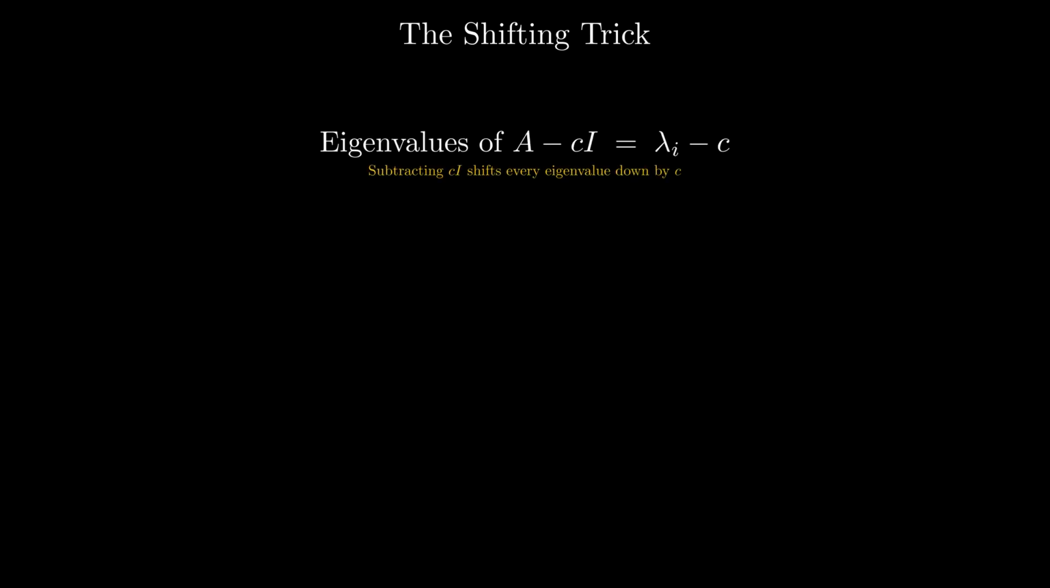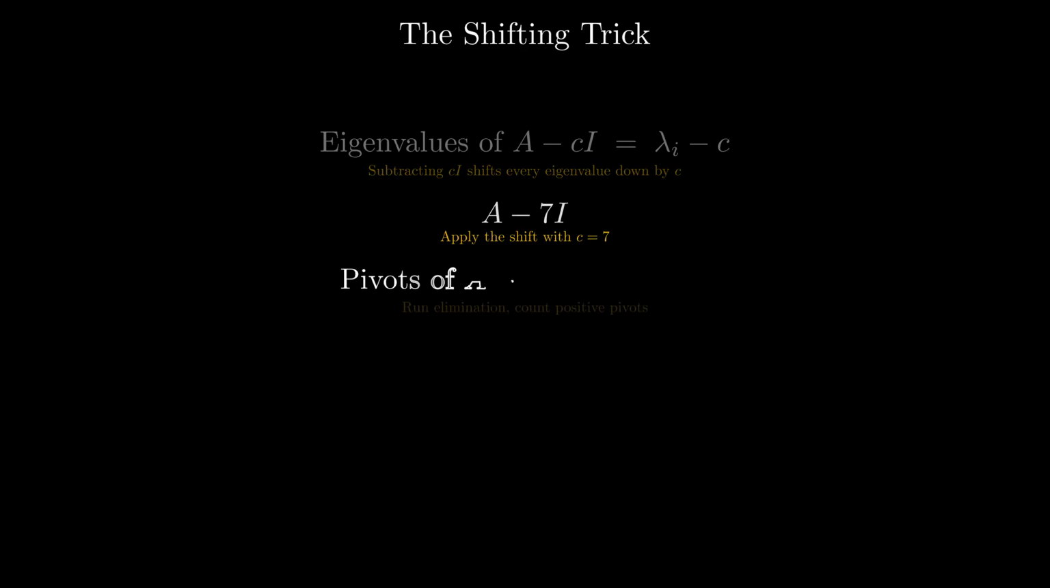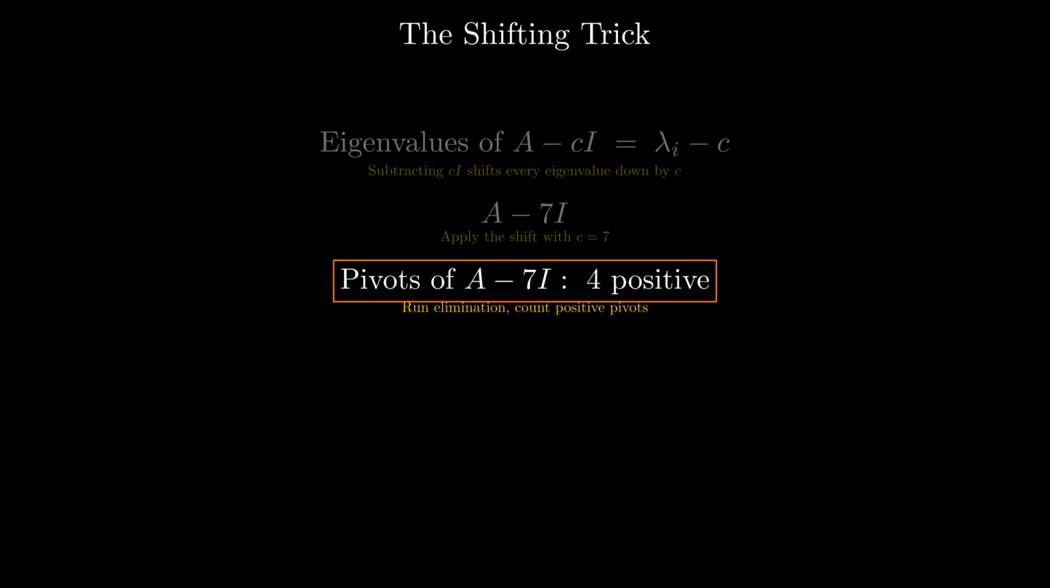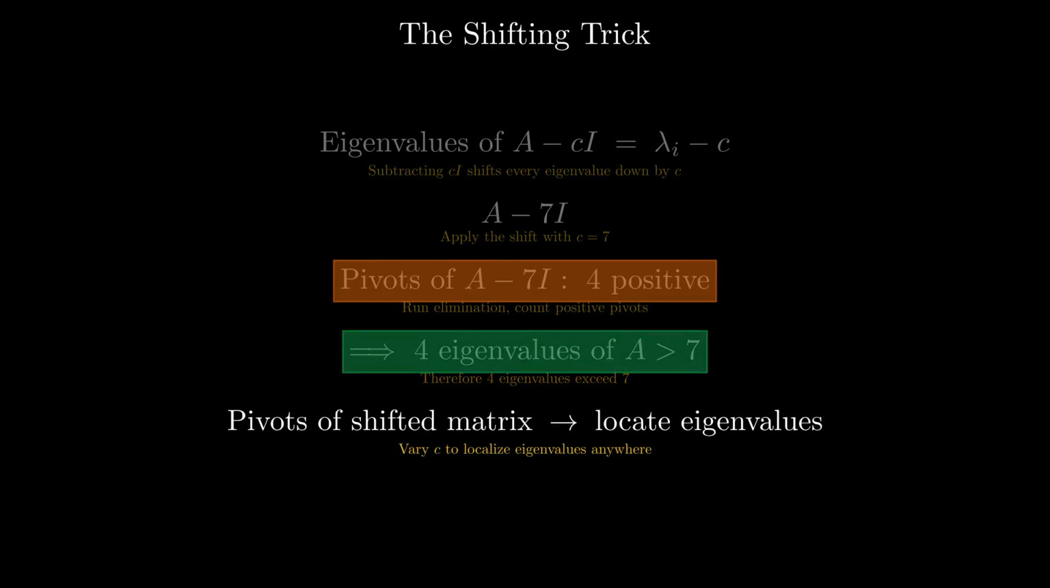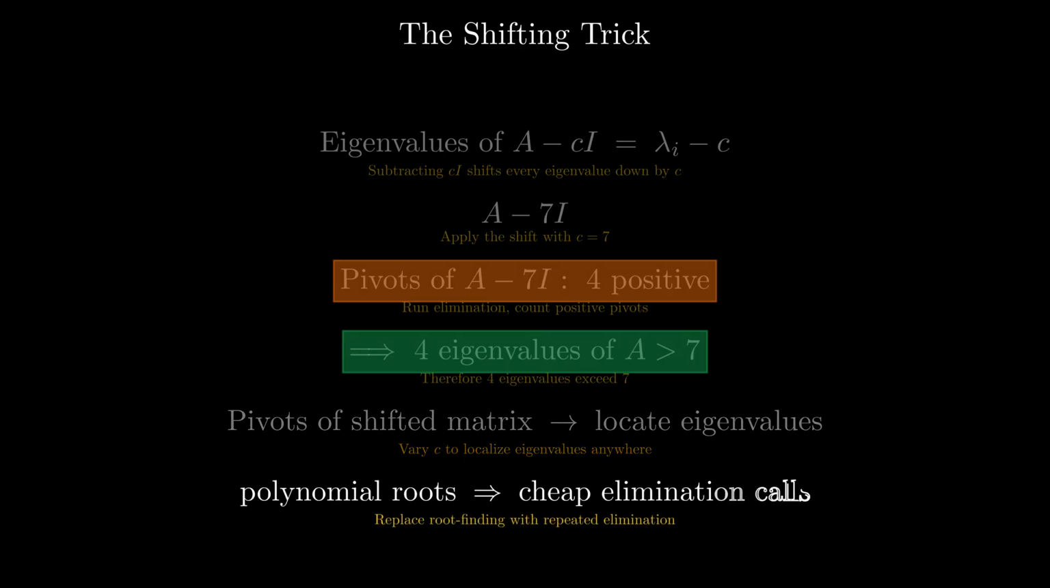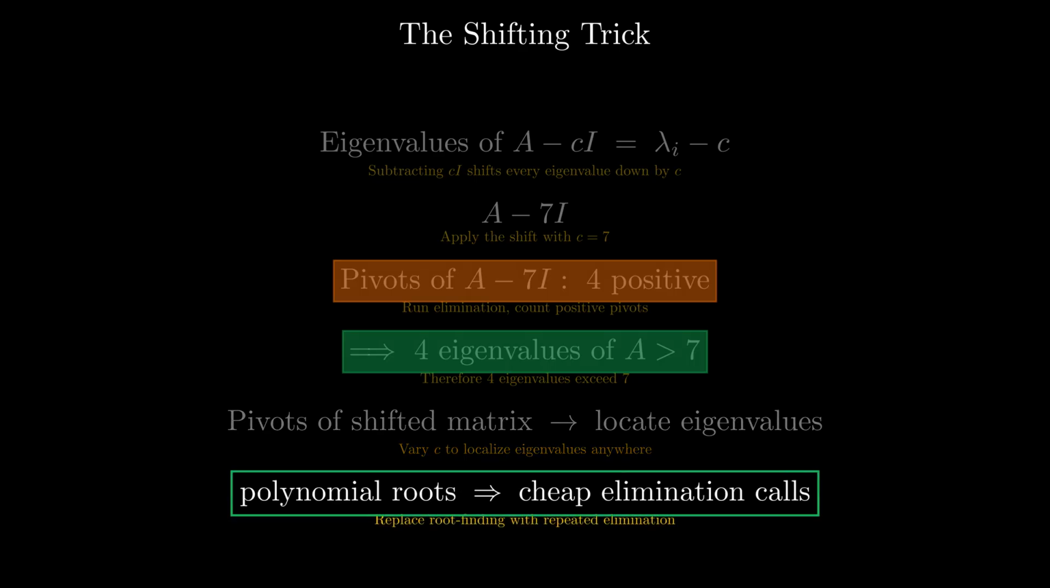Here's where this idea becomes really useful. It's called the shifting trick. The eigenvalues of A minus c times the identity are exactly the eigenvalues of A, each shifted down by c. So if I run elimination on A minus 7 times the identity, and I find, say, 4 positive pivots, then 4 eigenvalues of A lie above 7. The pivots of a shifted matrix locate the eigenvalues. We've turned a polynomial root finding problem into a series of cheap elimination calls.